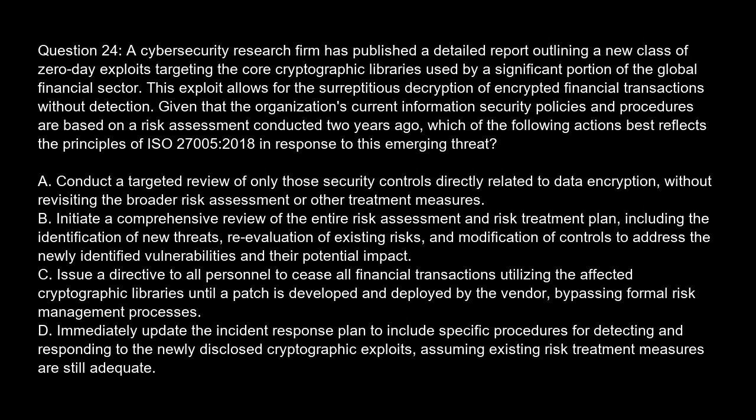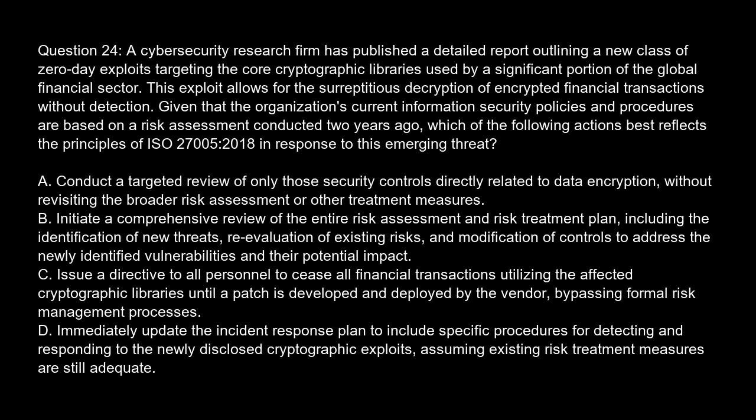Option A. Conduct a targeted review of only those security controls directly related to data encryption, without revisiting the broader risk assessment or other treatment measures. Option B. Initiate a comprehensive review of the entire risk assessment and risk treatment plan, including the identification of new threats, re-evaluation of existing risks, and modification of controls to address the newly identified vulnerabilities and their potential impact.